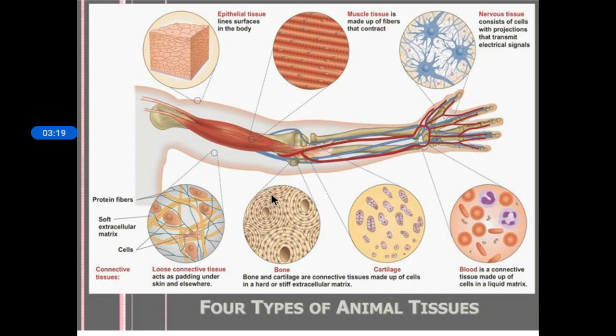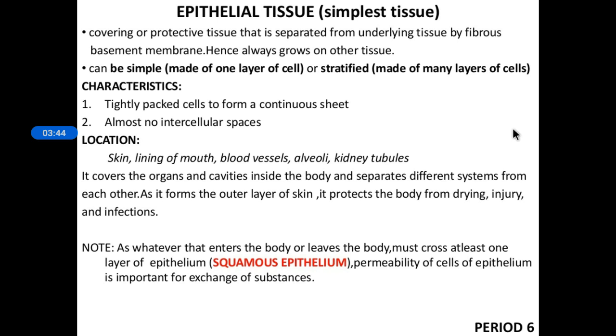Then here you can see blood. Blood is a connective tissue made up of cells in a liquid matrix. We all know that blood is liquid, and what makes it liquid? It consists of plasma. So here the matrix is the plasma, whereas in bone it is calcium and phosphorus, the hard matrix. And today we are going to deal with epithelial tissue in detail.